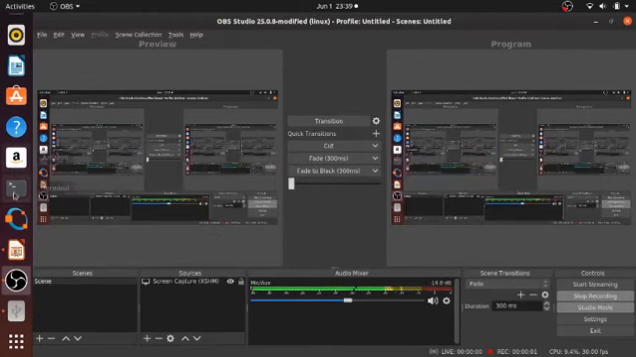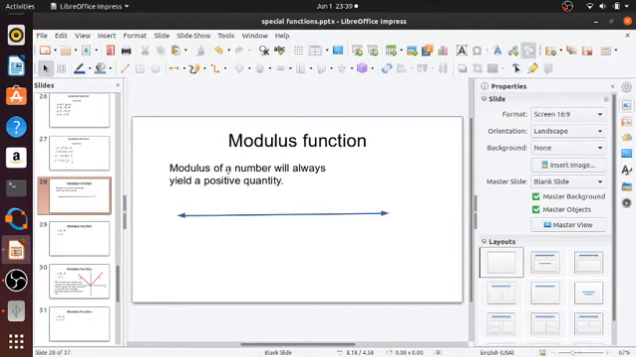Hello everyone, this is going to be part 3 under special functions. In this lesson we can talk about modulus functions. So we'll refresh on this a little bit.